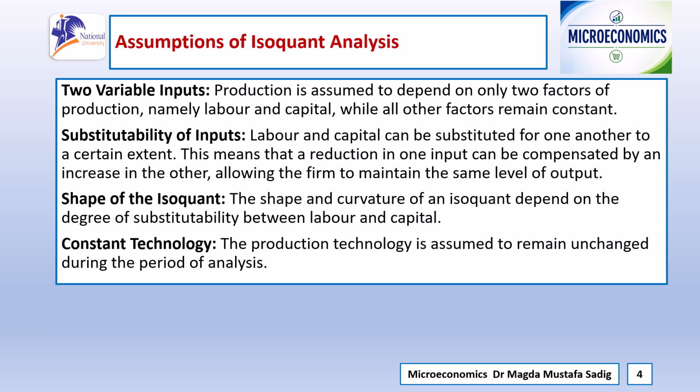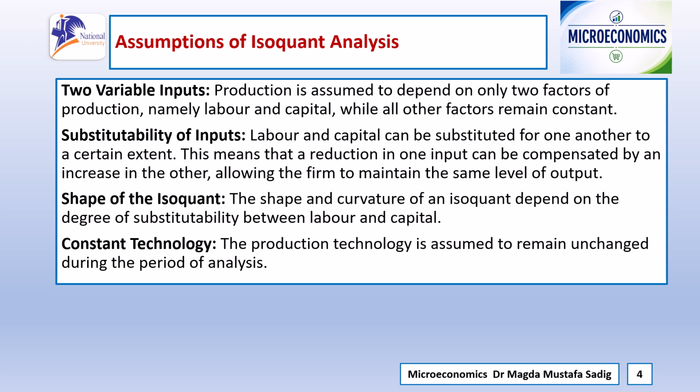Let us come to the assumptions of isoquant analysis. Like every economic model, isoquant analysis is based on several assumptions. The first assumption is that production depends on only two variable inputs, labor and capital. Other factors remain constant. The second assumption is that labor and capital can substitute each other. For example, if the firm uses fewer workers, it can compensate by using more machinery.